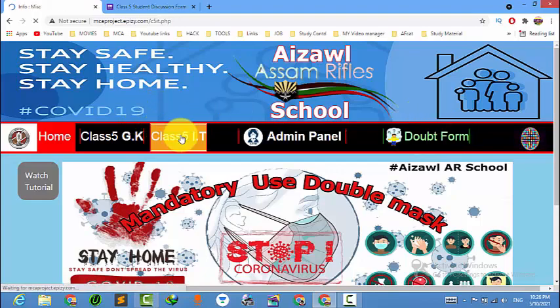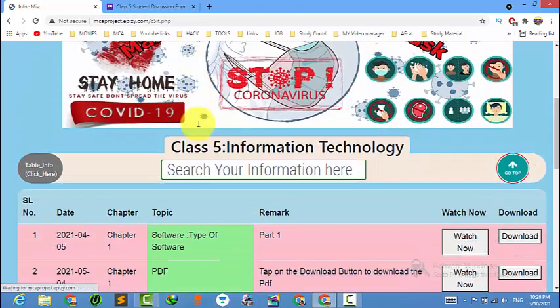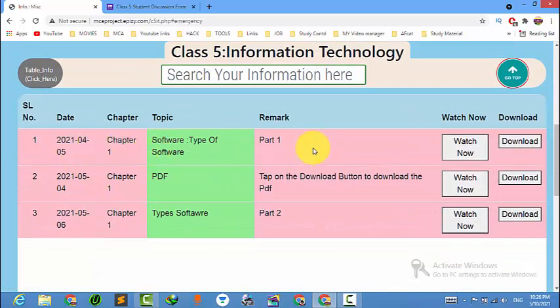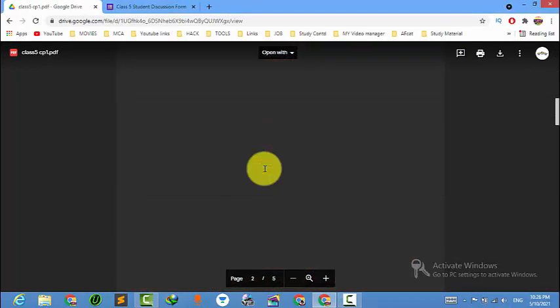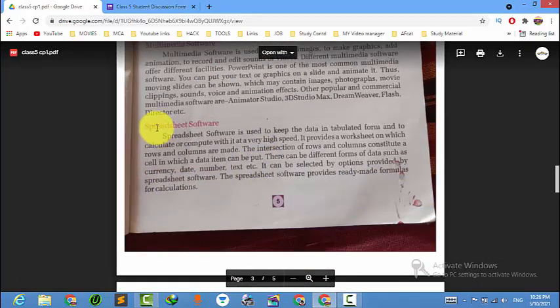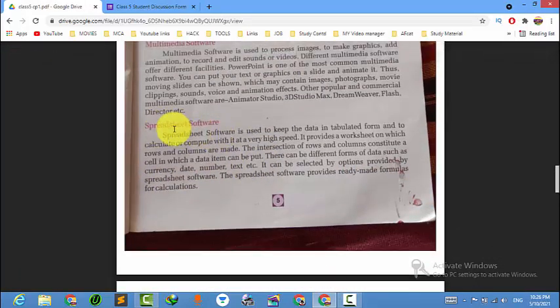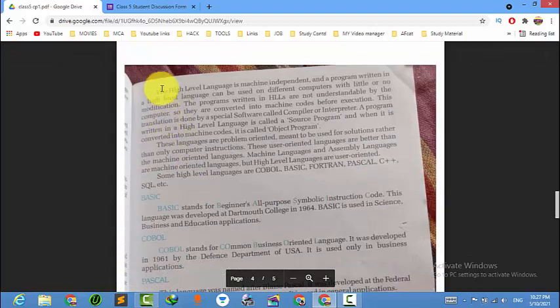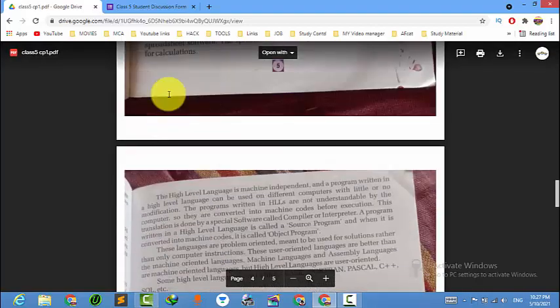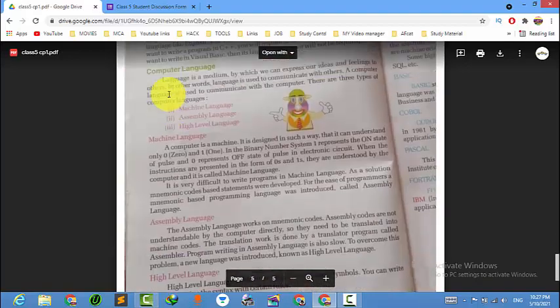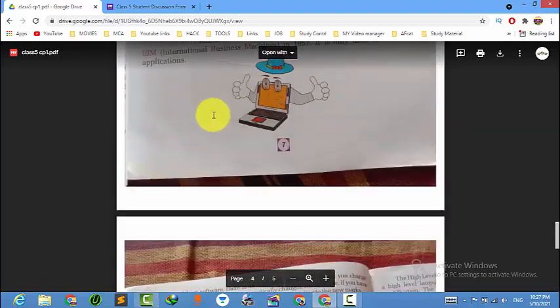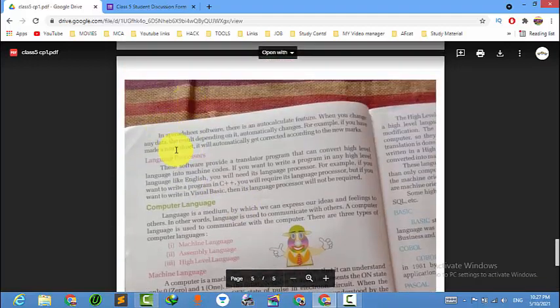So now we will continue our class again. IT, information technology, then chapter 1 part 1 part 2, then this is the PDF, right? In the last class we finished discussing spreadsheet. Spreadsheet is Microsoft Excel. Now we will come to computer languages. Okay, so actually some confusion. 627. Okay, this one comes first.